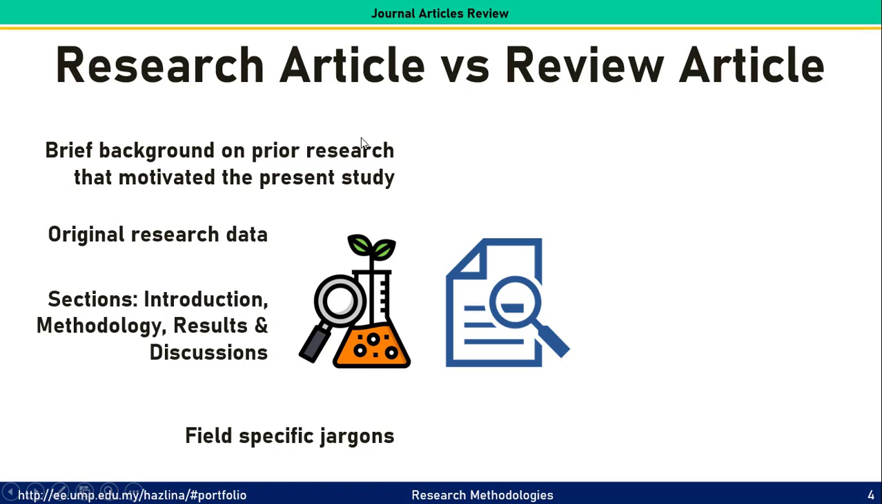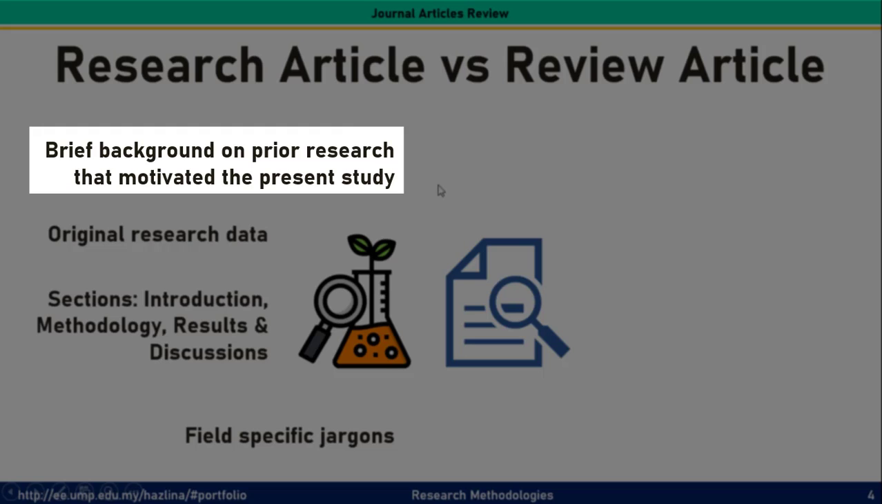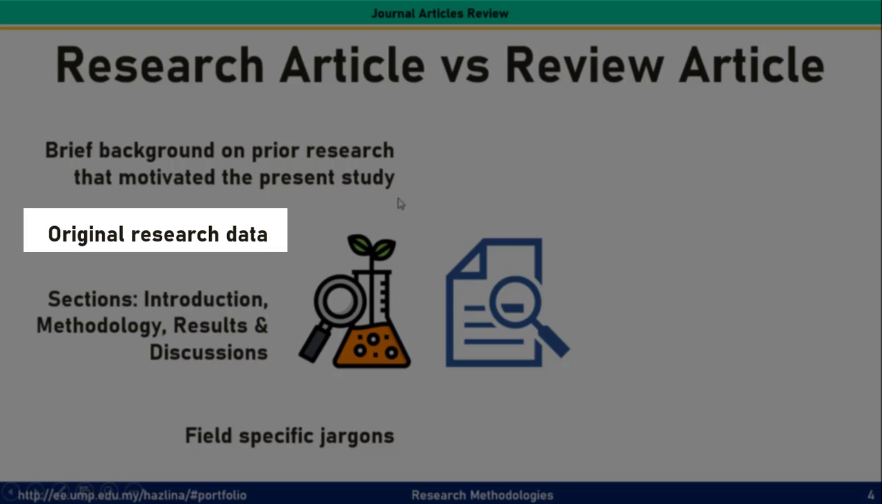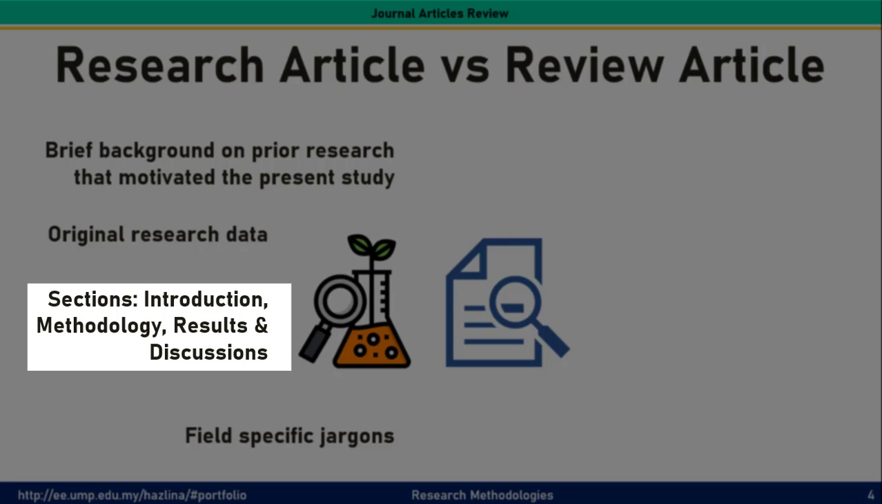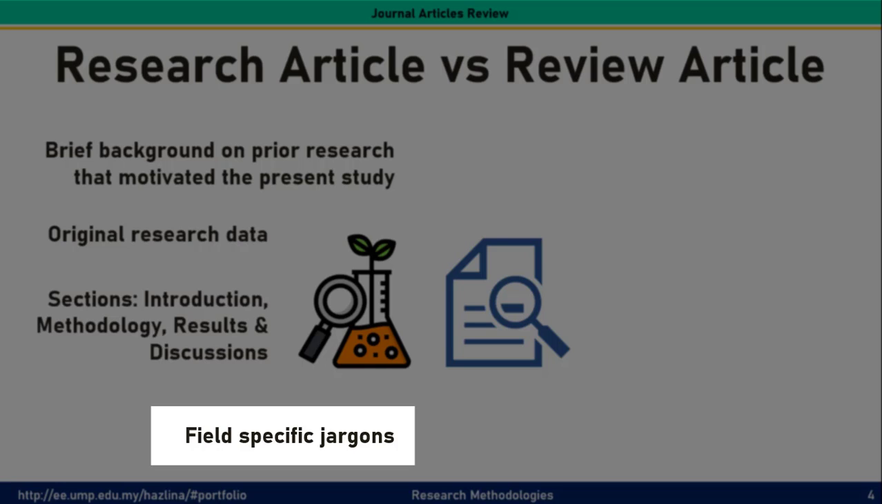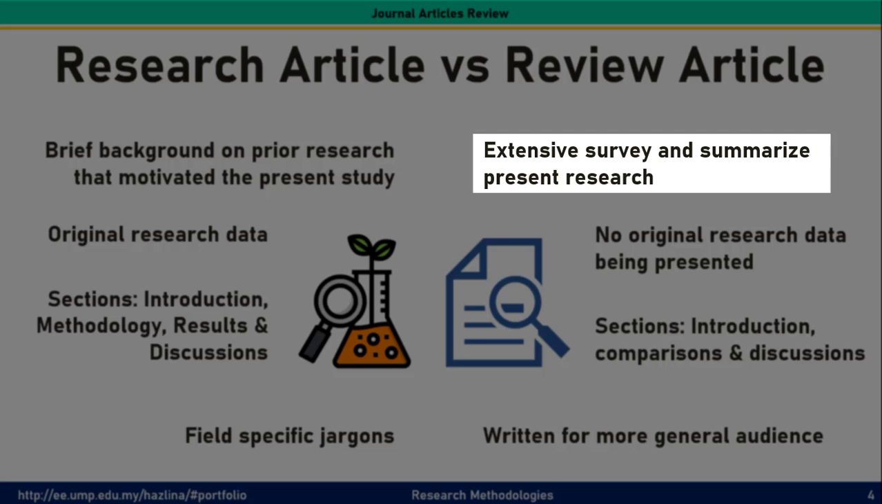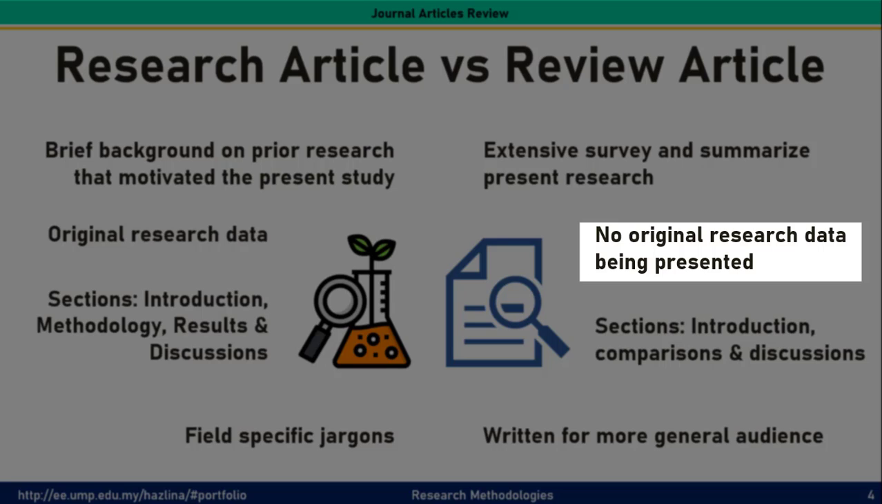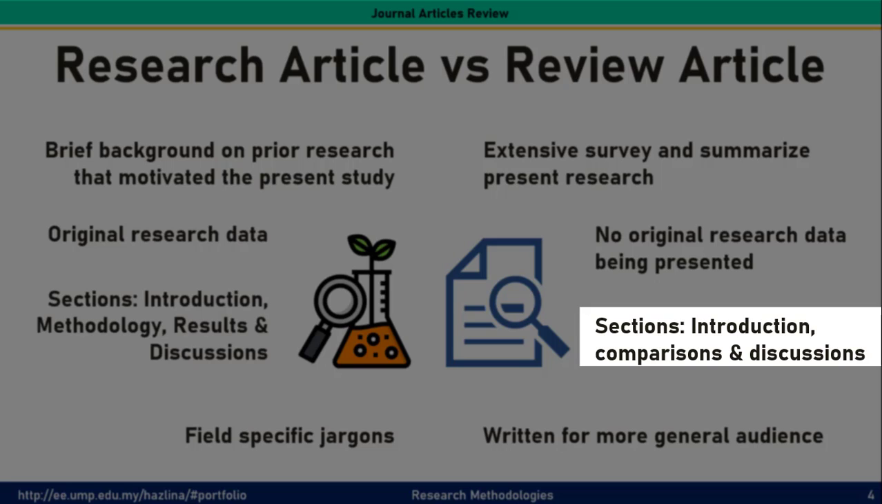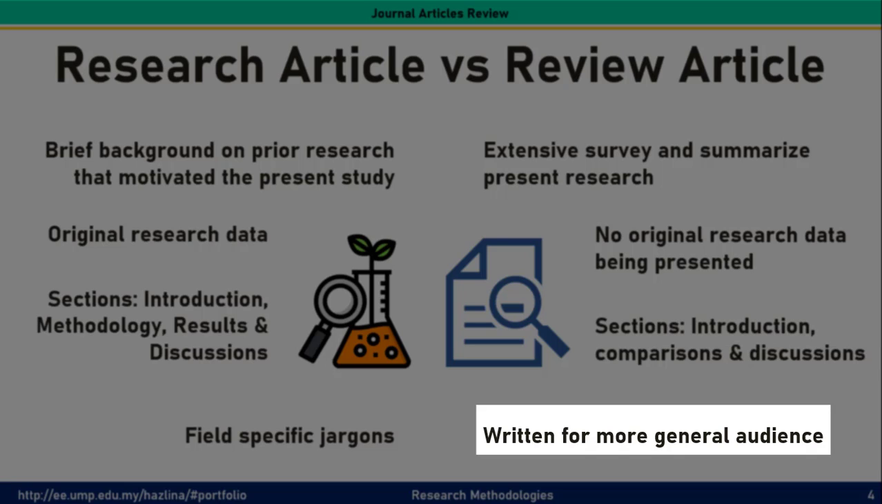A research article lays out a brief background on prior research that motivated the present study, and it presents original research data. Sections included are introduction, methodology, results, and discussion. It typically contains field-specific jargon. On the other hand, a review article has an extensive survey and summary of present research. There is no original research data being presented. The sections typically are divided into introduction, comparisons, and discussions, and it is typically written for a more general audience.